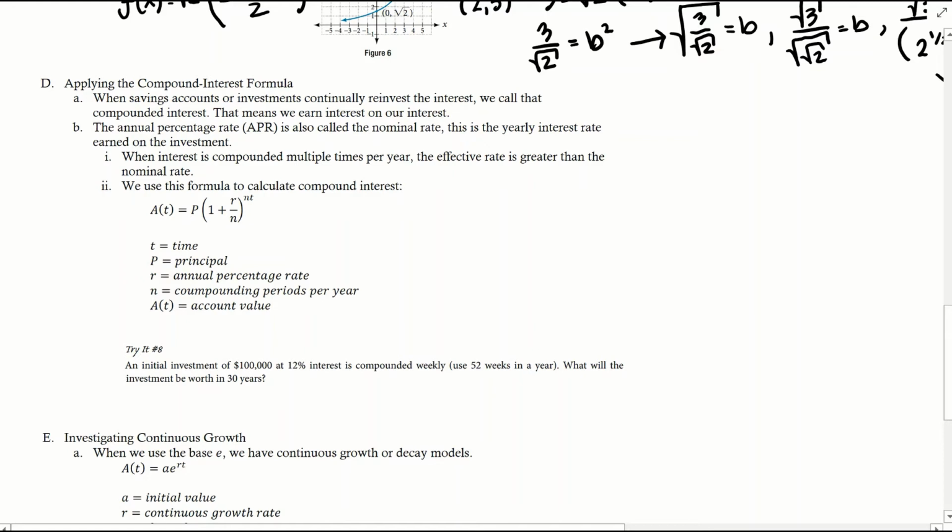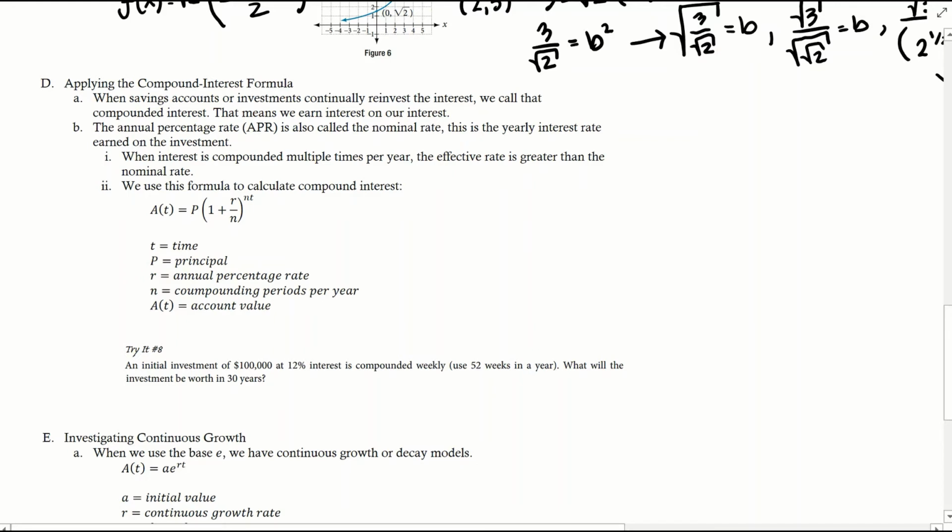As business and finance people, you will go over these later. But the point here is to see the application of some exponentials, and we see that in interest formulas. So the APR is also called the nominal rate. That's the yearly interest rate earned on the investment, the annual percentage rate.